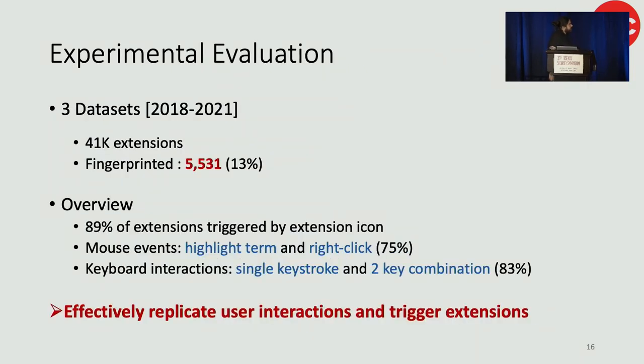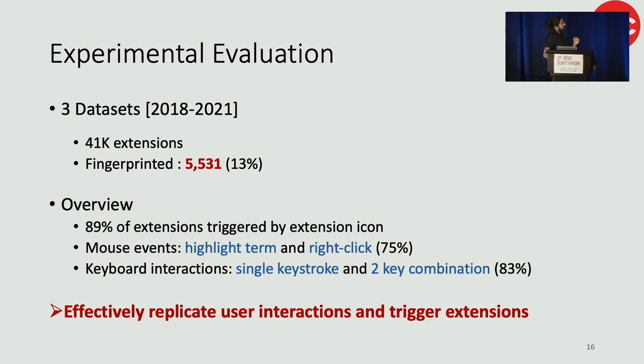So now let's move on to the evaluation. To evaluate our system, we used three different datasets representing three different snapshots of the extension store. As we can see, our system is able to fingerprint almost 5,500 extensions across three different datasets. So in more detail, we found out that almost 90% of the extensions were triggered by the simple action of clicking the extension icon, while for the extensions requiring mouse events, the highlight term and the right click were the actions that triggered the highest number of extensions.